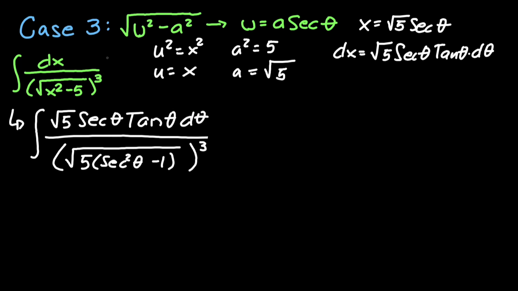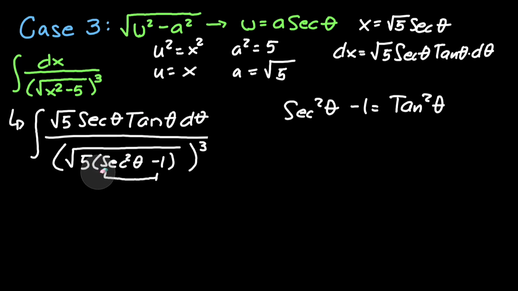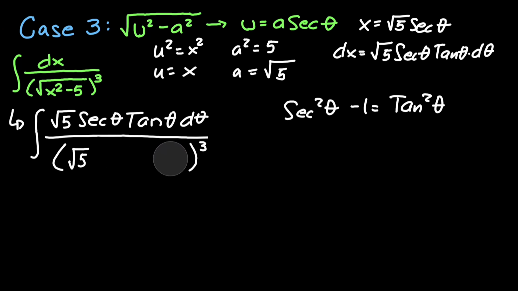Don't forget to add the cube. And so, this is another trigonometric identity: secant squared of theta minus 1 is equal to tangent squared of theta. So this would be 5 tangent squared of theta. Now let us split this apart. This would be equal to square root of 5 multiplied by square root of tangent squared of theta. But the square and square root would cancel each other out. So this would simply be square root of 5 tangent theta.